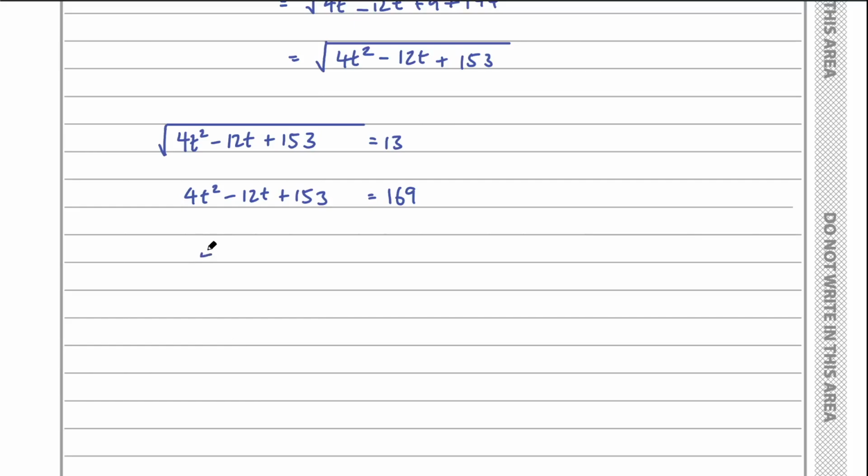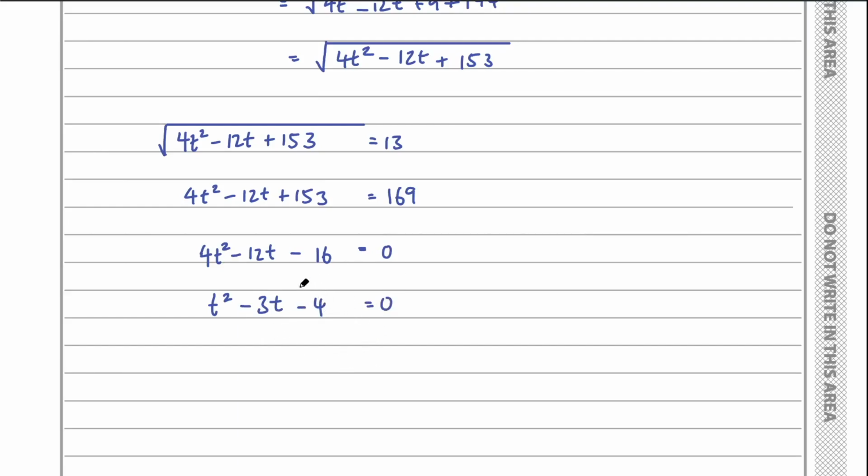So we would have 4t squared take 12t take 153 take 169. That's negative 16. And now this is equal to 0. I would probably divide through by 4 just to make it a bit easier to factorize. So this would be t squared take 3t take 4 equals 0. And then let's see if we can factorize.